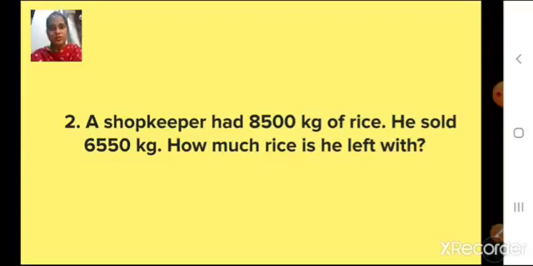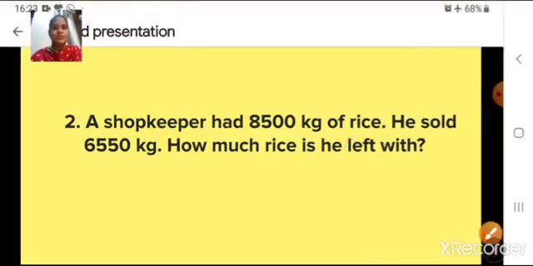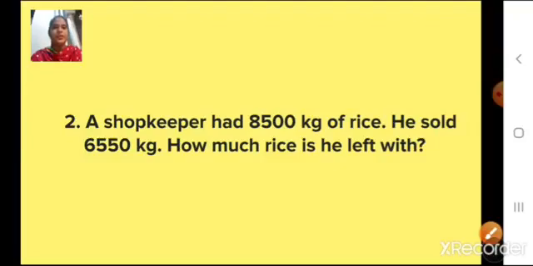Then he sold some of it. How much did he sell? 6,550 kg. So we have to find out how much rice is left with him. So left is our key term. With the help of this word or this statement, we can understand it is a subtraction operation. Children, now write down the question in your notebook. For solving, we have to first write the statements. After the statements, we have to subtract and then we have to write the answer.